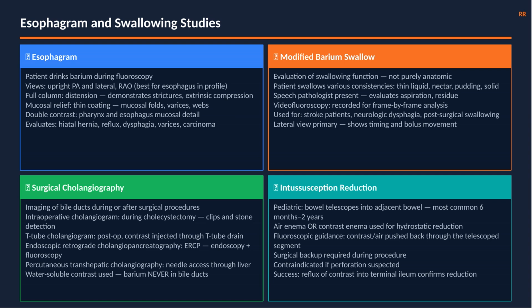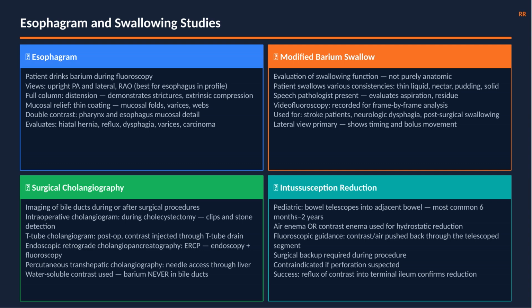A speech pathologist is present, evaluating for aspiration, laryngeal penetration, and residue. Video fluoroscopy: the entire swallow is recorded for frame-by-frame analysis. The lateral view is the primary view. It shows the timing and bolus movement through the pharynx and upper esophagus.